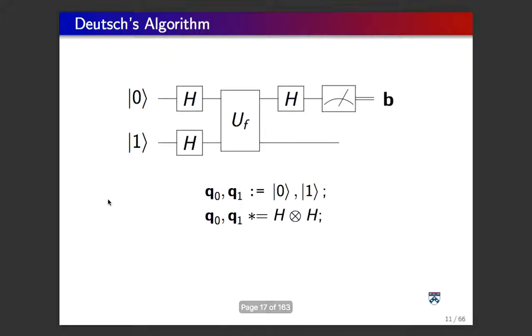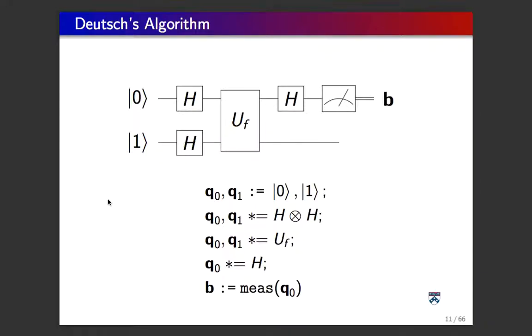We will then apply Hadamards to the 2 qubits. We'll then apply the function to it. We then apply Hadamard to the first of the 2 qubits, and we're just going to ignore the other qubit from now on. And then we're going to measure it. And the measurement should be giving us our solution.